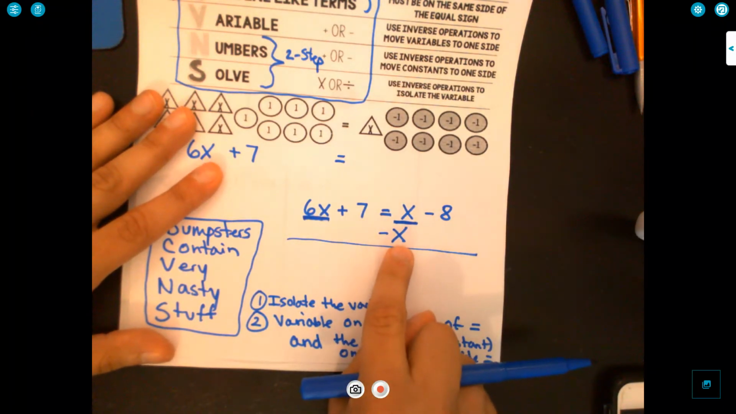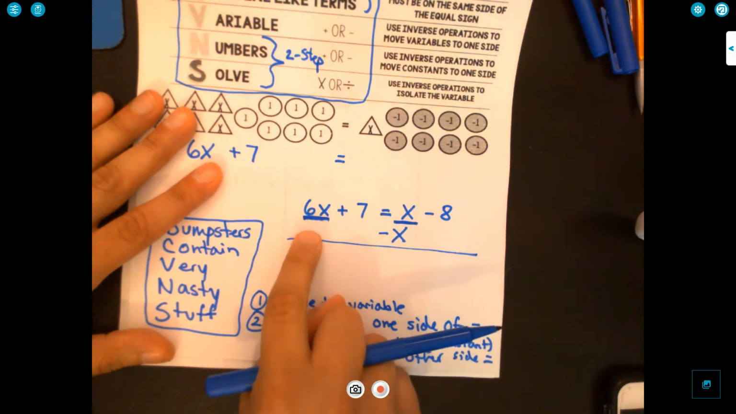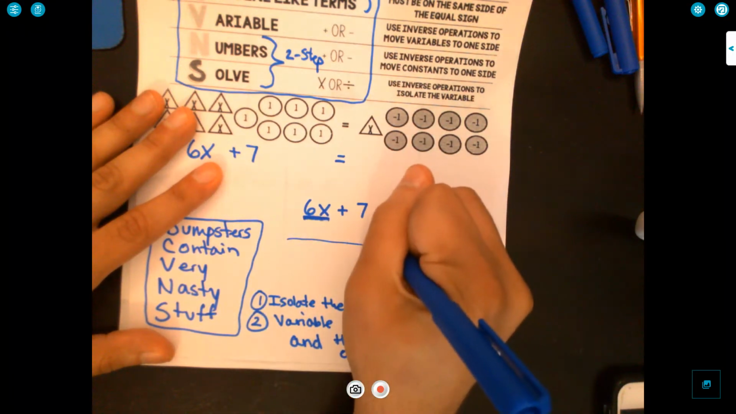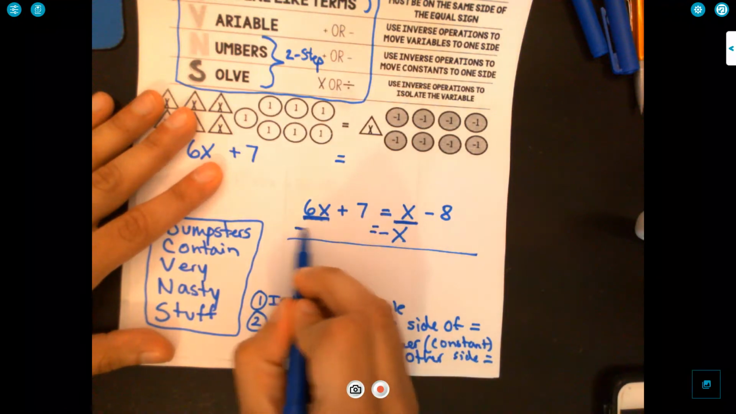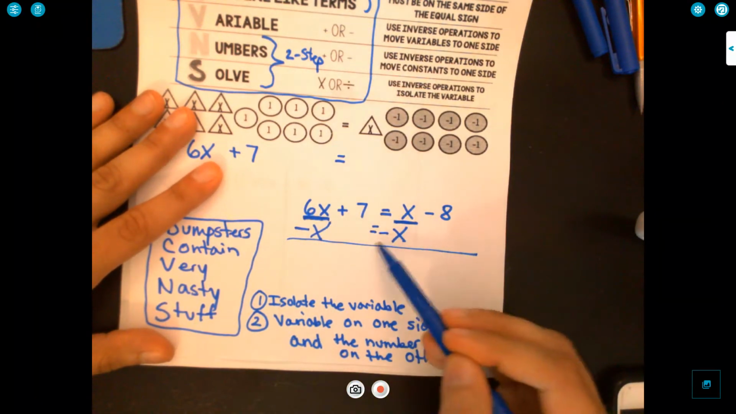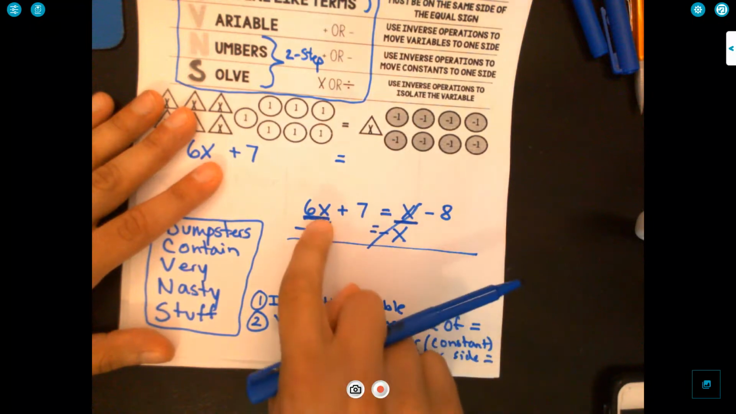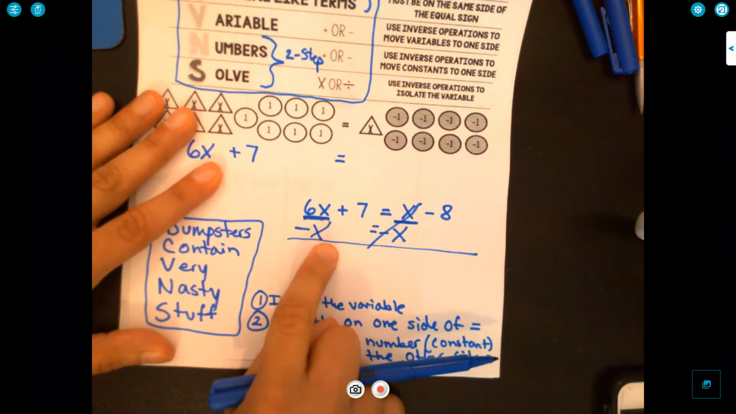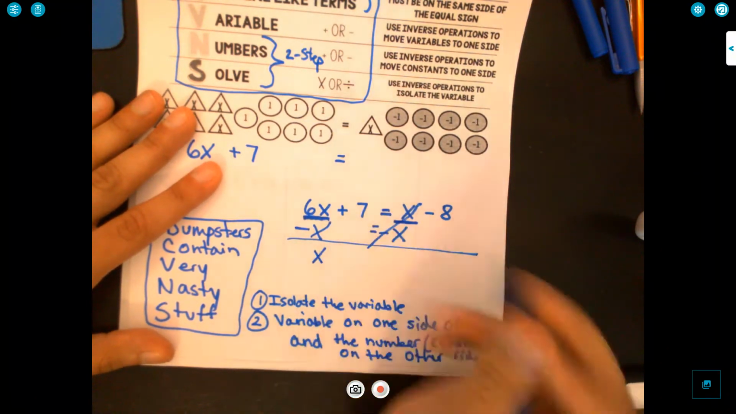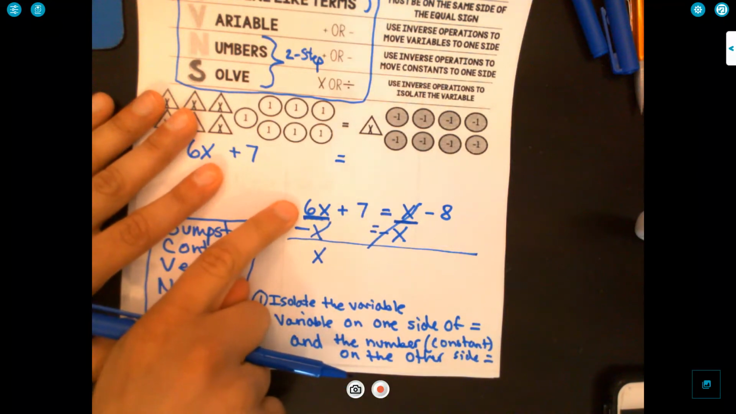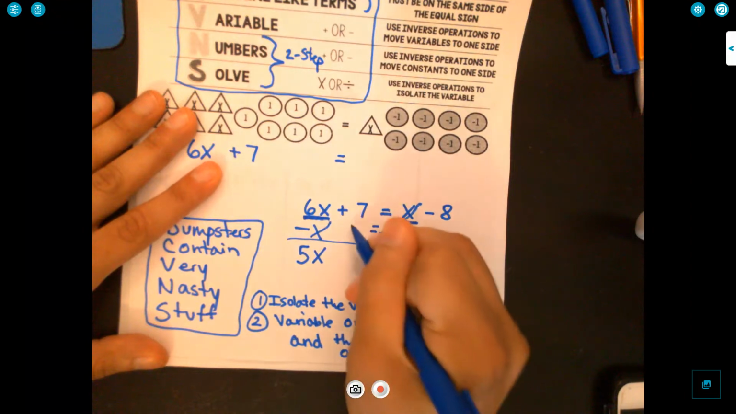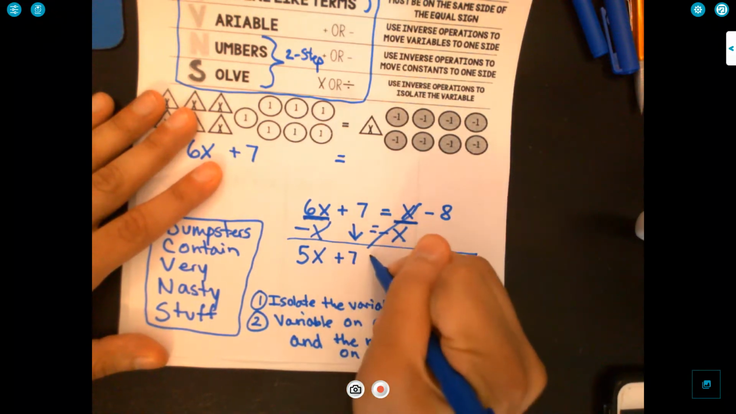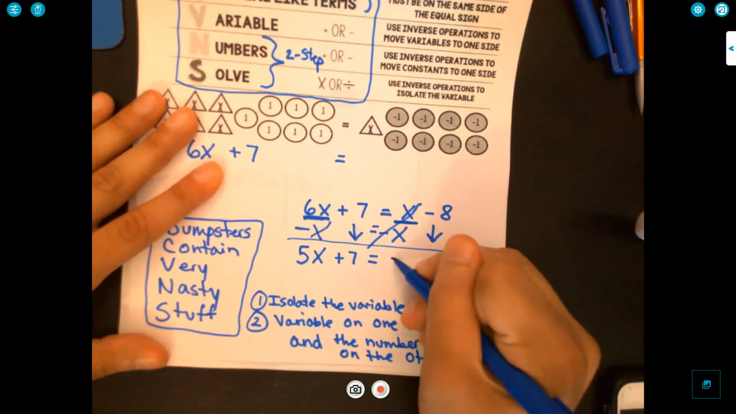If I subtract x on this side, I must subtract x on the other side of the equal sign. Oops, let me bring down that equal sign so I don't get confused. So minus 1x, minus 1x. That cancels out since it's equal to 0. 6x minus 1x. So our x is going to carry down. However, 6 minus 1 is 5. So we're going to express that as 5x. Bring down our positive 7. And bring down our negative 8.